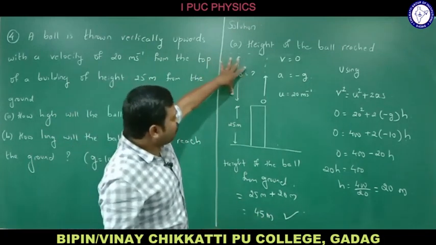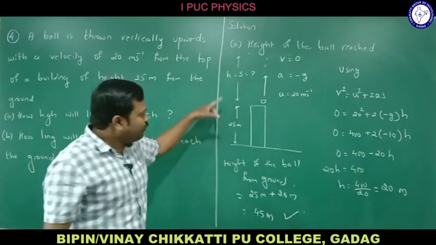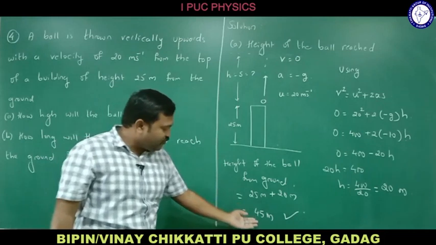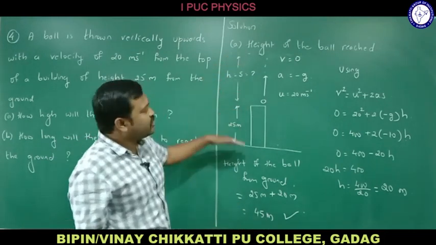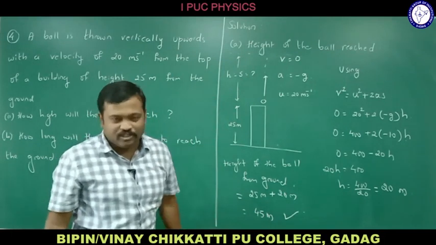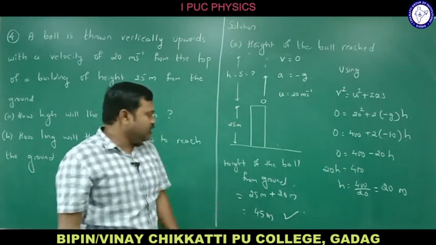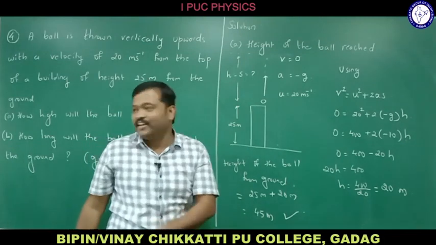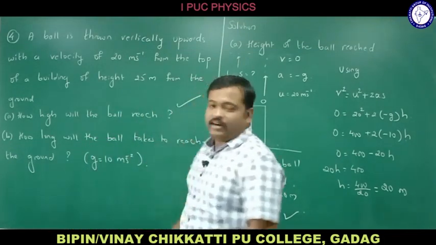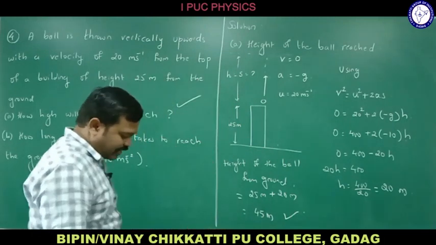This height we calculated, 20 meters. The height of the building is 25 meters. So we got 45 meters. So what is the total height here? That is 45 meters. Do remember this. So this is the height the ball reached from the ground. That is 45 meters, right? Okay. Now this we calculated. Let me go with the second one. So what is the second one? Let us check it out.